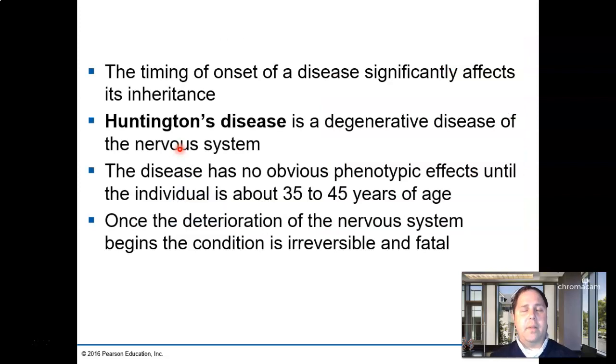Another type of dominant disease is Huntington's disease. Huntington's disease is a degenerative disease of the nervous system that can be dominantly passed down to children. Unfortunately, it doesn't have any phenotypic effects until 35 to 45 years of age, so most people who have it have successfully had children by that point. The problem with this is that they didn't know that they had a disease, and so this actually does get passed on a little bit more.